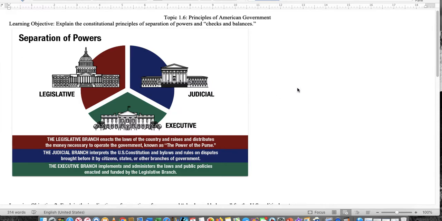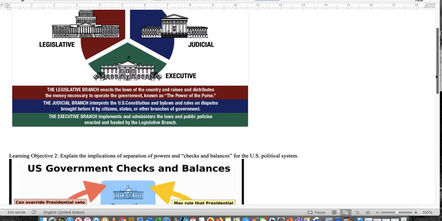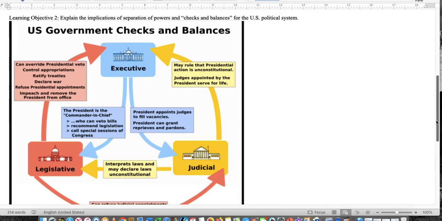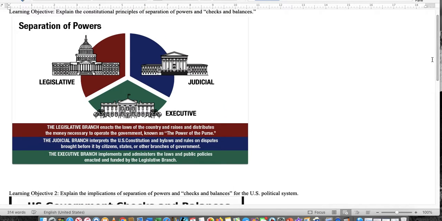So, what I've done for you as far as separation of powers is I've given you a nice little picture here and then went down here and did the checks and balances here as well. But all I'm going to say is just a couple of little simple things for separation of powers. Understand that no one branch dominates other branches, which means that no one branch has all the power in the government. We've split it up three different ways.